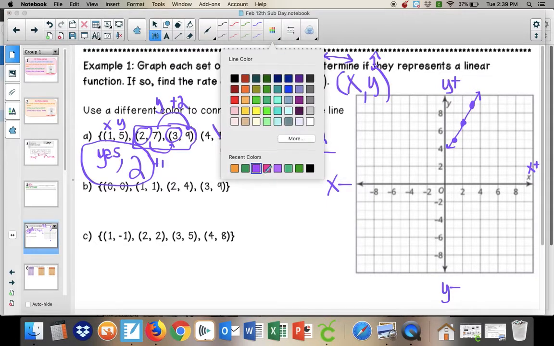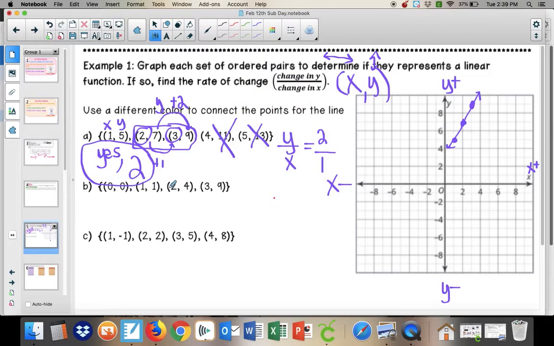All right, let's try it again. I'm going to use pink this time. All right, 0, 0. That is just right in the middle. 1, 1. Go to the right 1, up 1. 2, 4. So go to the right 2, up 4. And then 3, 9, right 3, up 9. Well, look at this graph. Does this make a straight line? Nope. And because it does not make a straight line and it's curved, it's non-linear, so it's just a no. Determine if it's linear. No.